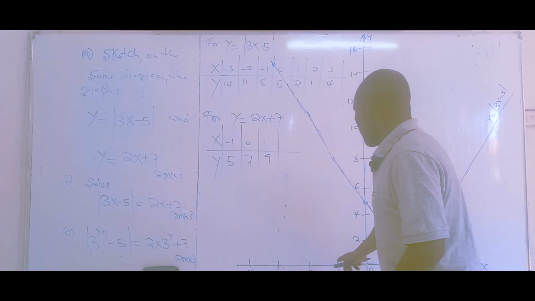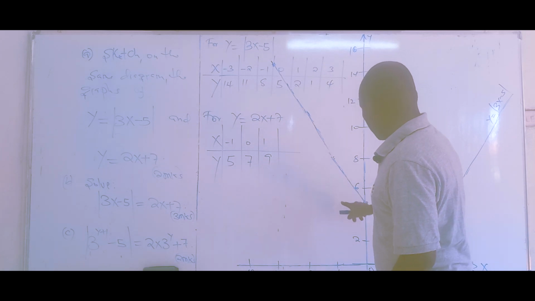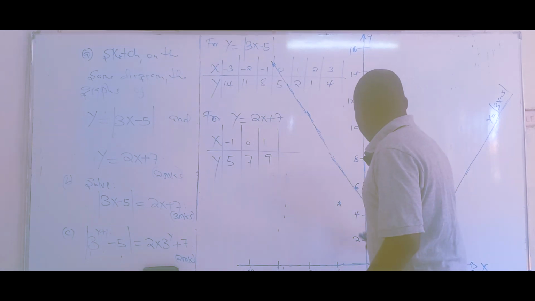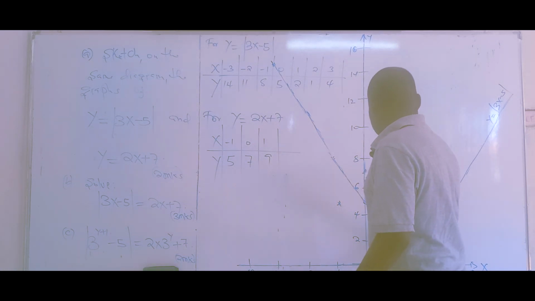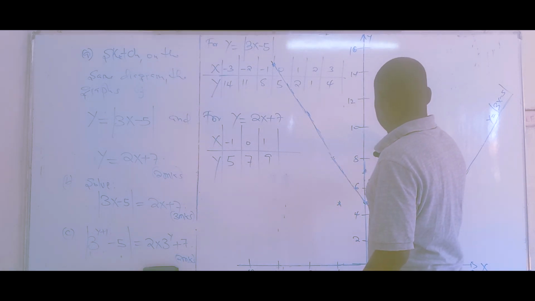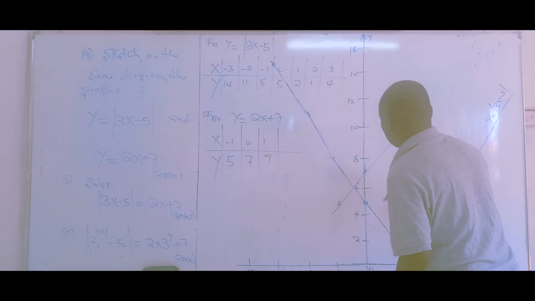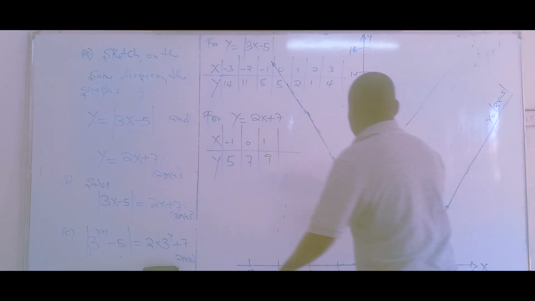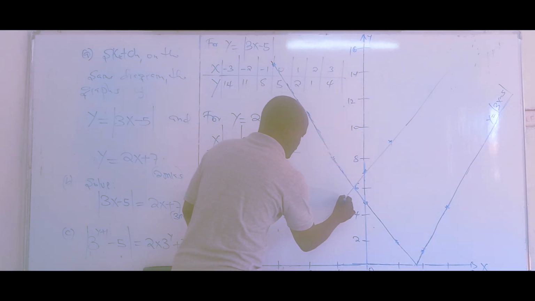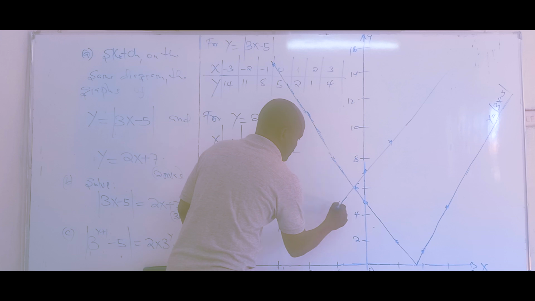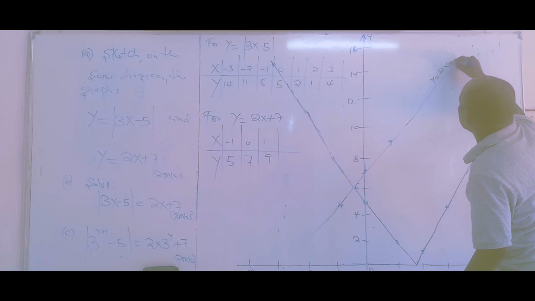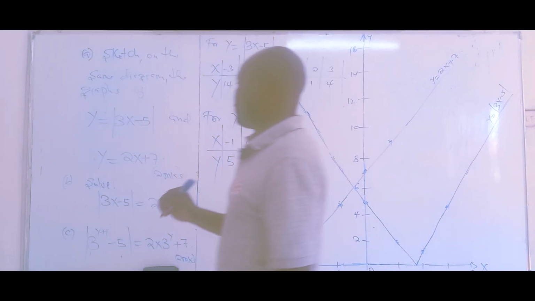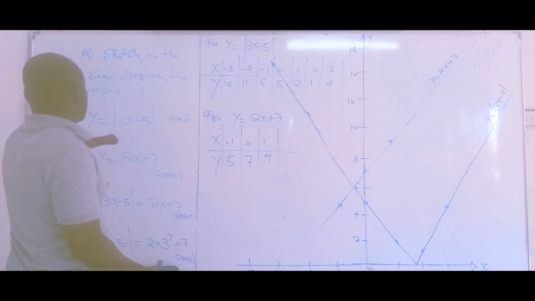The second line is this. When x is minus 1, it's positive 5. Positive 5 is here. When x is 0, it's 7. That's here. When x is 1, it's 9. That's somewhere here. So again, you see that this curve goes like that. That's the curve y is equal to 2x plus 7. So we have actually sketched the two curves on the same diagram.